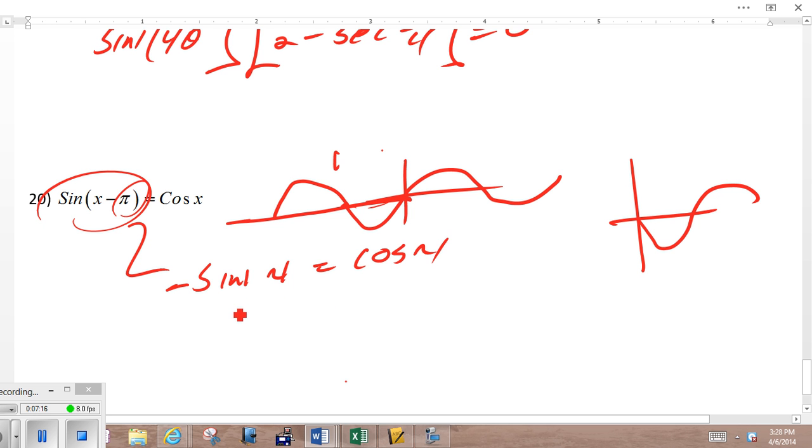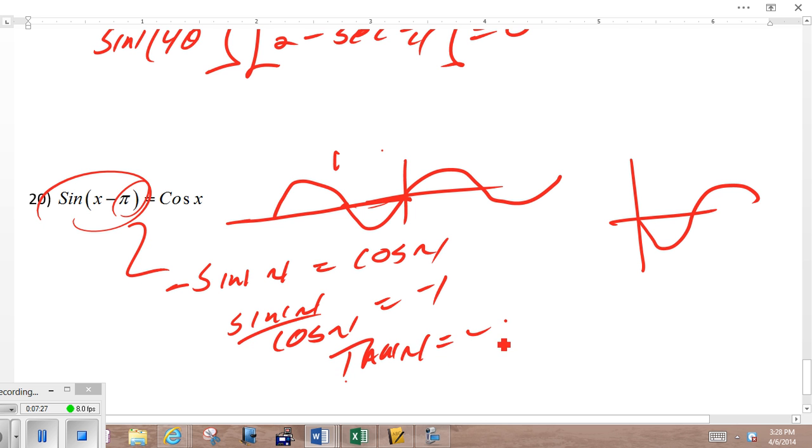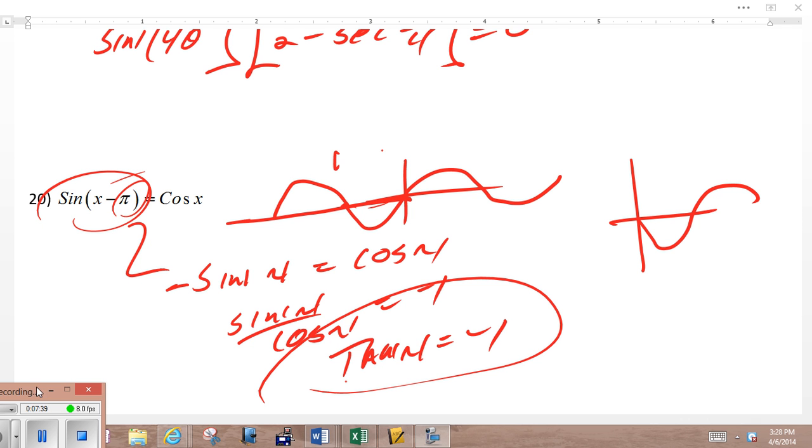So divide by cosine, divide by -1, and I've got the sine over the cosine equaling -1, or the tangent of x equaling -1, which you should be able to resolve without a problem. Again, you could have expanded this out with the sine of a minus b, but recognizing that from the graphical standpoint, I think saves us a little bit, okay? So there you have it.